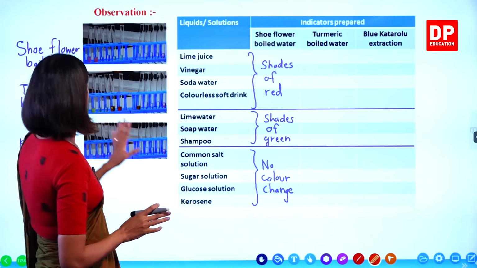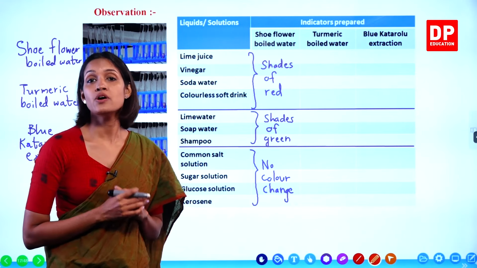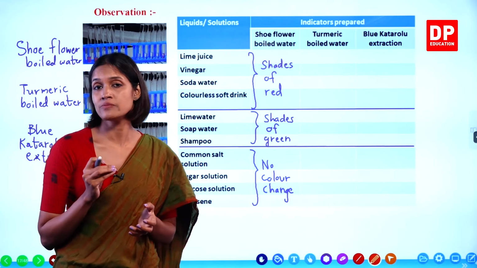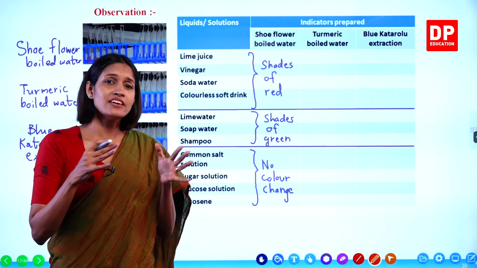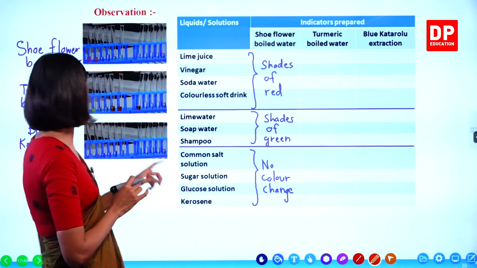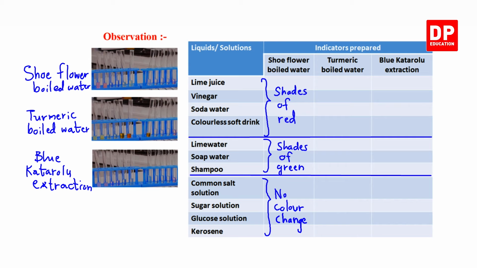Okay, so the second one, turmeric boiled water. What happened when you add a few drops of turmeric boiled water to acids? It gave a range of yellow color. Look at this one. You can see now here the second one is a little dark yellow color, but the other two vessels are pale yellow color, right? So therefore we will write shades of yellow. Turmeric boiled water with acids, shades of yellow.